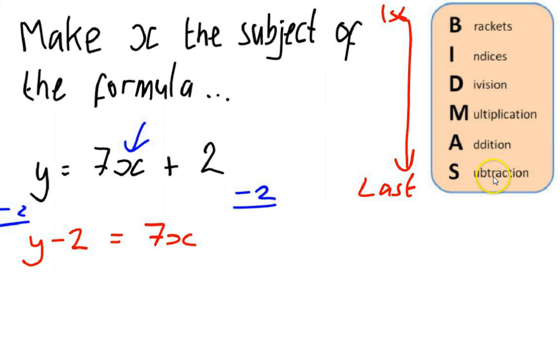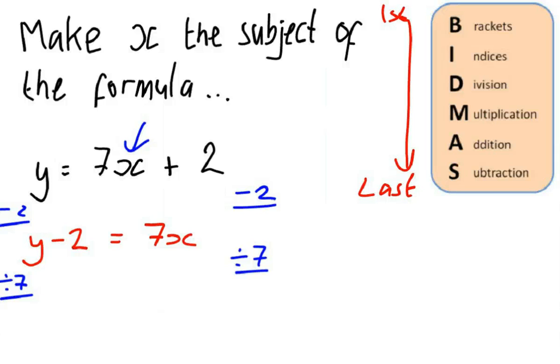So starting from the bottom again, subtraction. There's been no subtraction here. Any addition? No addition. Any multiplication? There has been a multiplication here, just the same as the previous example, in that 7x means 7 times x, or x times 7. So what we want to do is undo that spell by doing the opposite of timesing by 7, which is divide by 7.